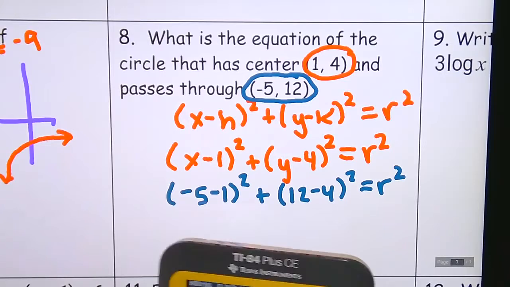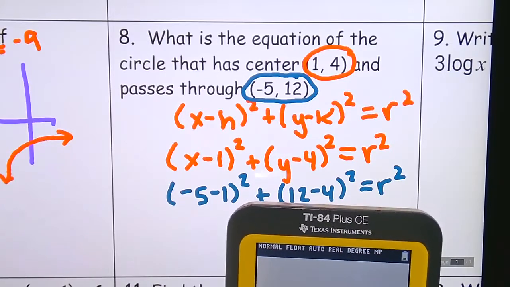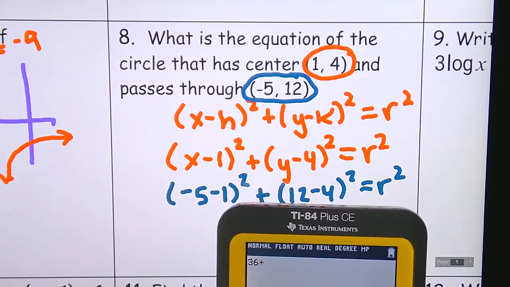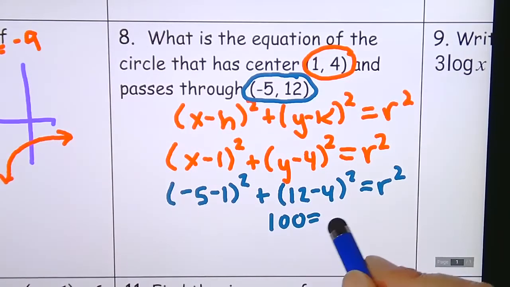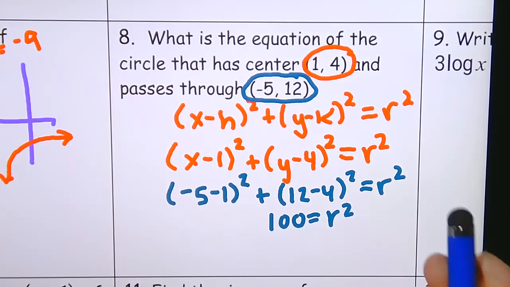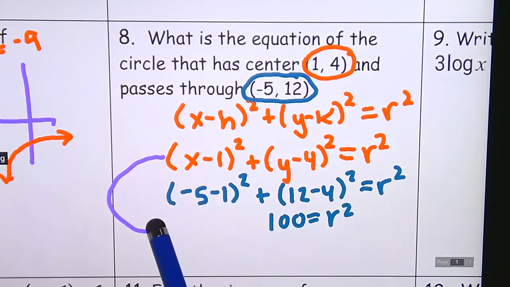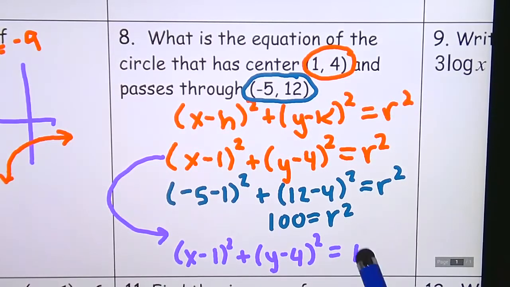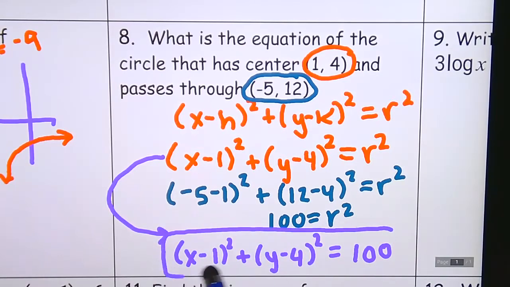And so this is going to be a -6 squared, which is going to be a 36. This is going to be an 8 squared, which is 64. So I get a 100. So 100 is equal to r squared. So my equation is going to be coming from here. This is going to be x minus 1 squared plus y minus 4 squared equals r squared. Keep it as the 100 because it's r squared, not r. And that's your answer.